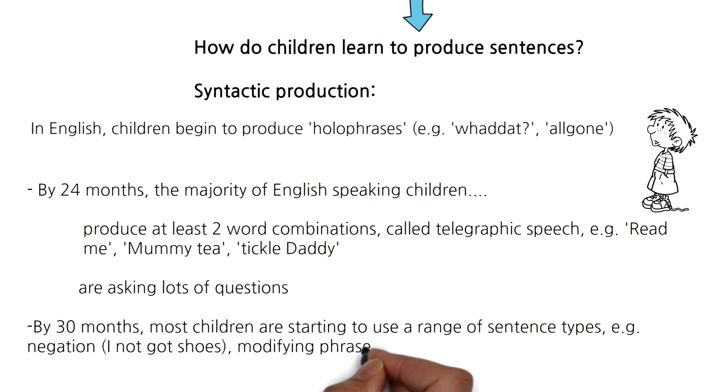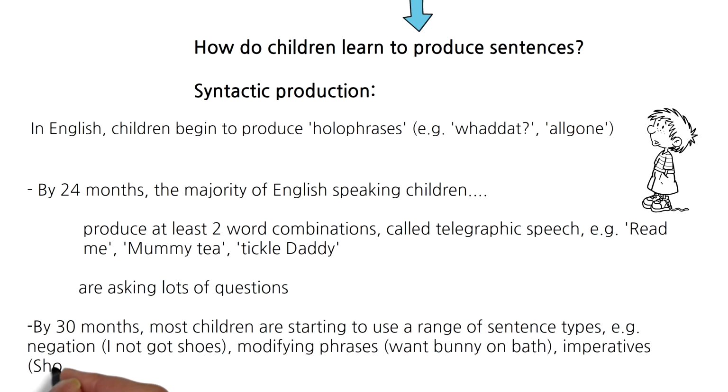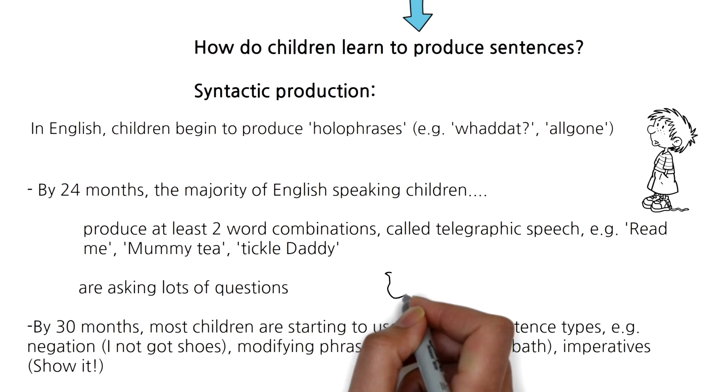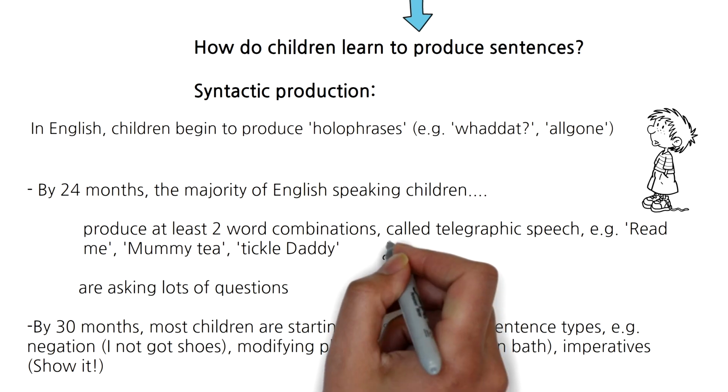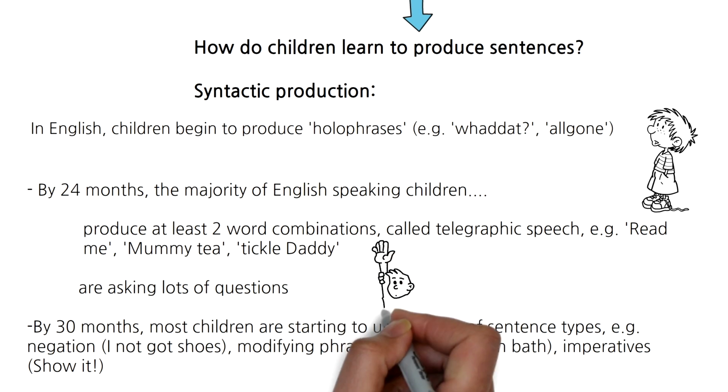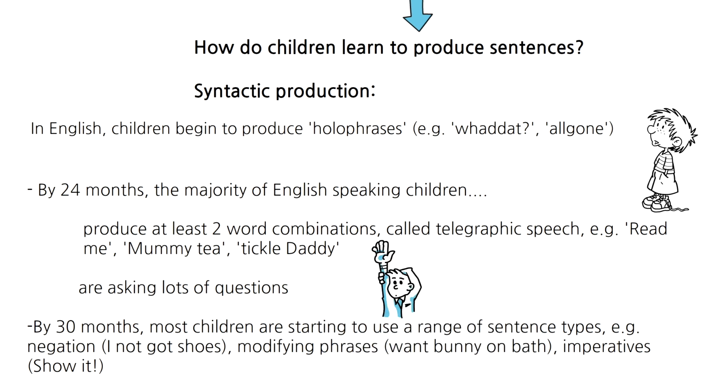By 24 months, the majority of English-speaking children are also asking lots of questions. And by 30 months, most children are starting to use a range of basic sentence types. For example, negation, "I not got shoes", modifying phrases, for example, "want bunny on bath", and imperatives, "show it".